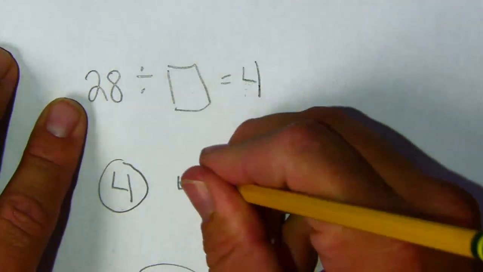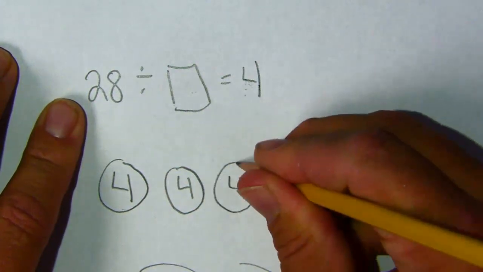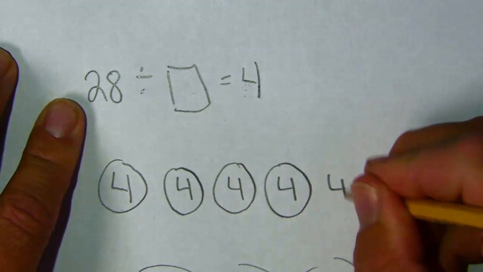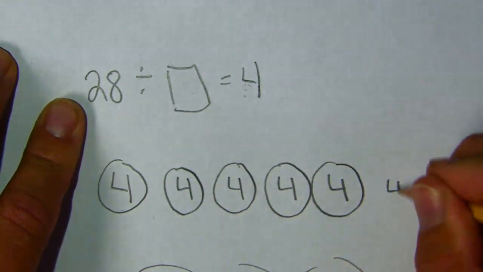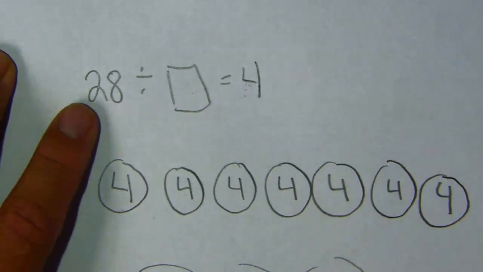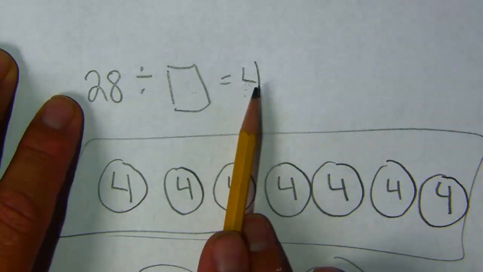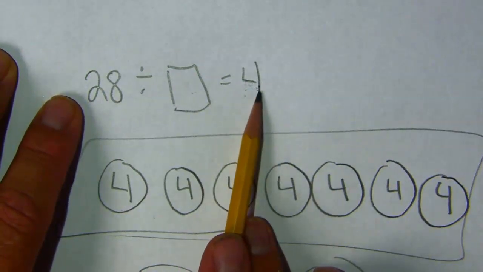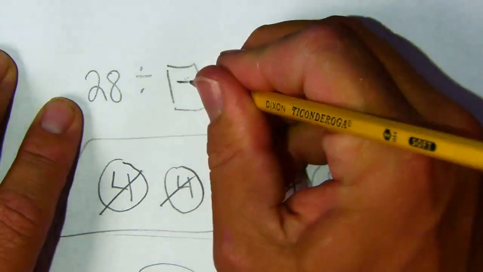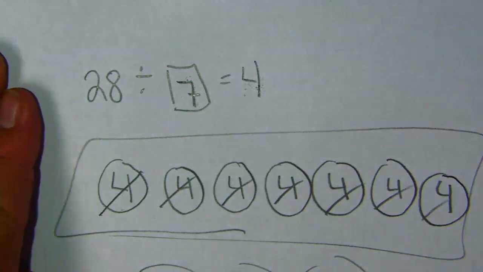4, nope. Now we're at 8. 12. Now I'm skip counting by 4s. 16. 20. 24. 28. So 28 cookies shared among how many friends? We do know each friend gets 4. 1, 2, 3, 4, 5, 6, 7. All right, see how I did that?